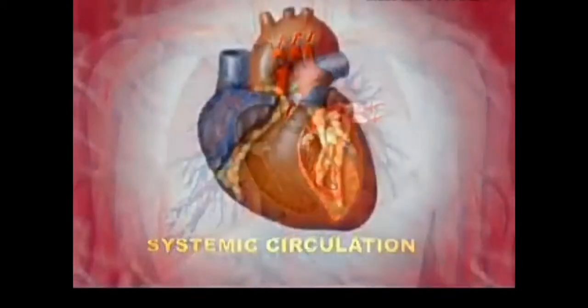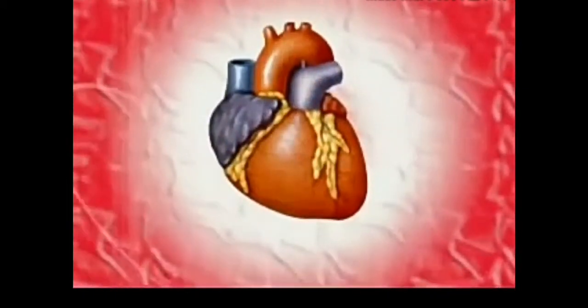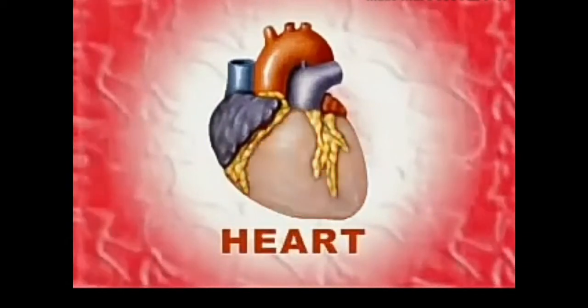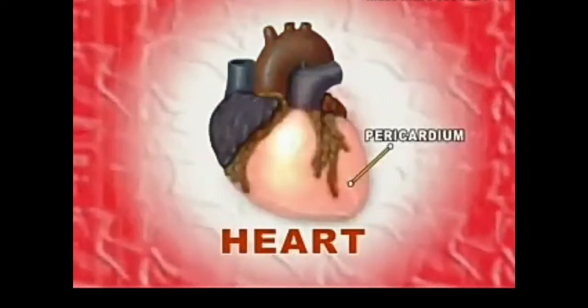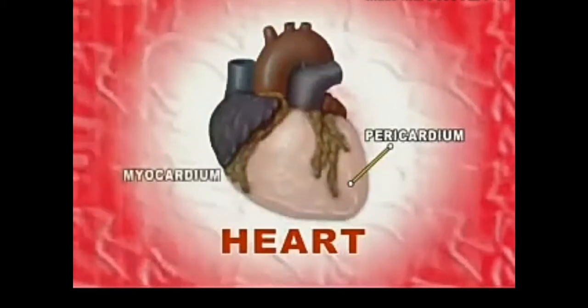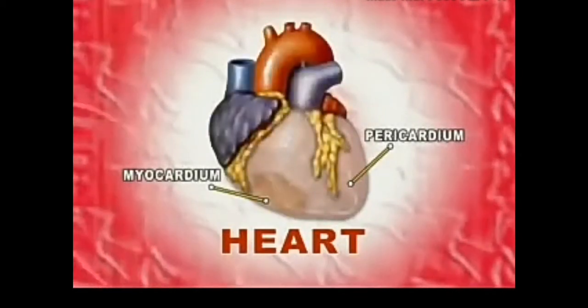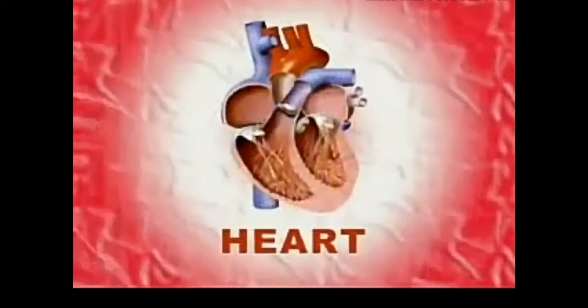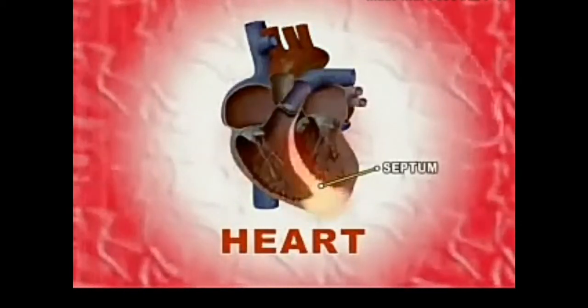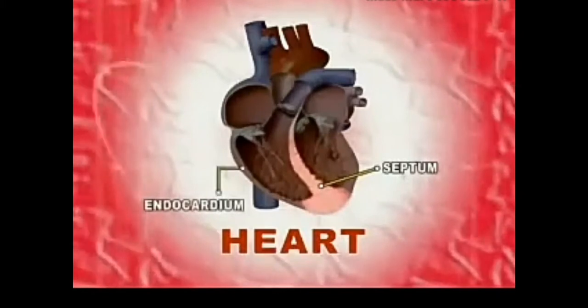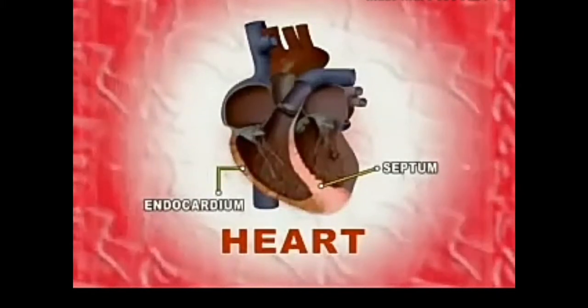Now let's go back to the heart. The heart is protected by a sac called pericardium. The muscles which form the walls of the heart are called myocardium. The left and right side of the heart is divided by a thick wall called septum, and the 4 chambers are protected by a tough membrane called endocardium.